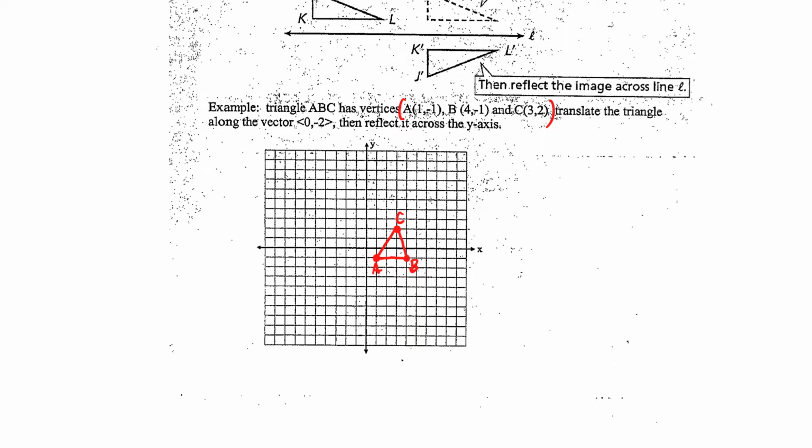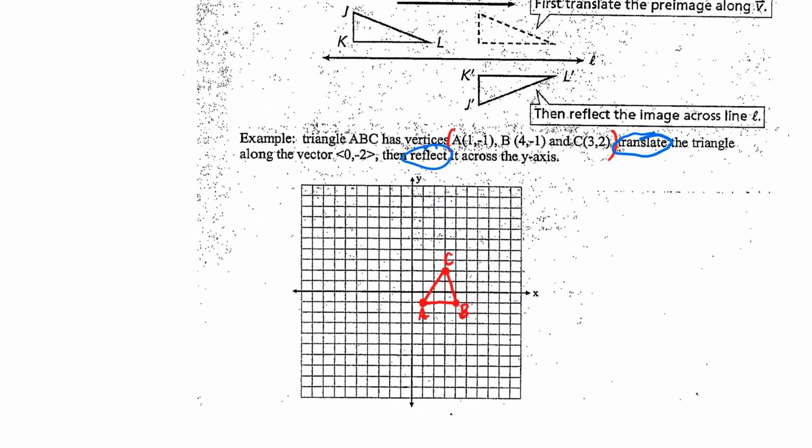Now we're going to do 2 things here. What are the 2 things we're going to do? We're going to translate first, and then what are we going to do? Then we're going to do a reflection. So we're doing 2 things here. We're going to do a translation first, then we're going to do a reflection. So the translation is first. The vector is 0, -2.